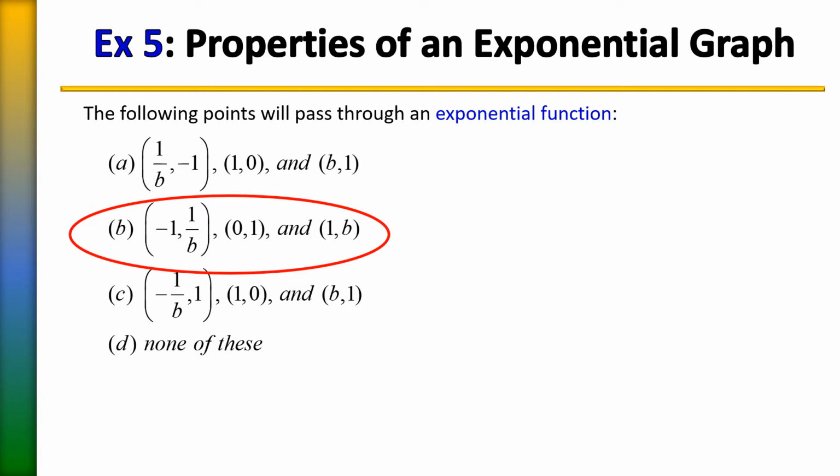The graph of an exponential function will have the following points: -1, 1 over b. It will also have a point on the y-intercept at 0 and up 1. And it will have a point 1, whatever the base b is. And there you have it, properties of an exponential graph.